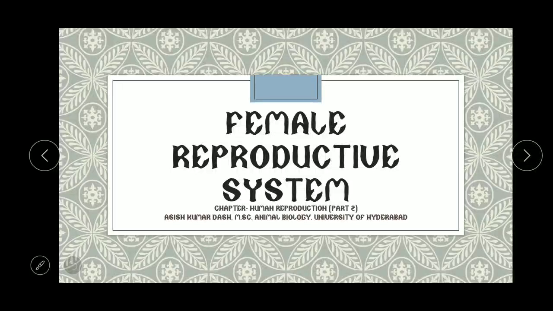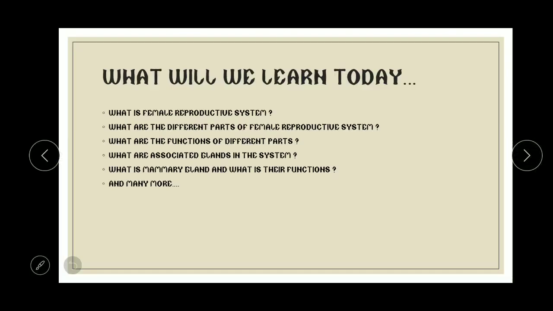Now let's get started. So first of all, what will we learn today? We will see what the female reproductive system is. Then we will see the different parts associated with the female reproductive system, their functions, and the role they perform in the process of reproduction. Then we will see the glands associated with the reproductive system, and what the mammary gland is and its functions, and many more.